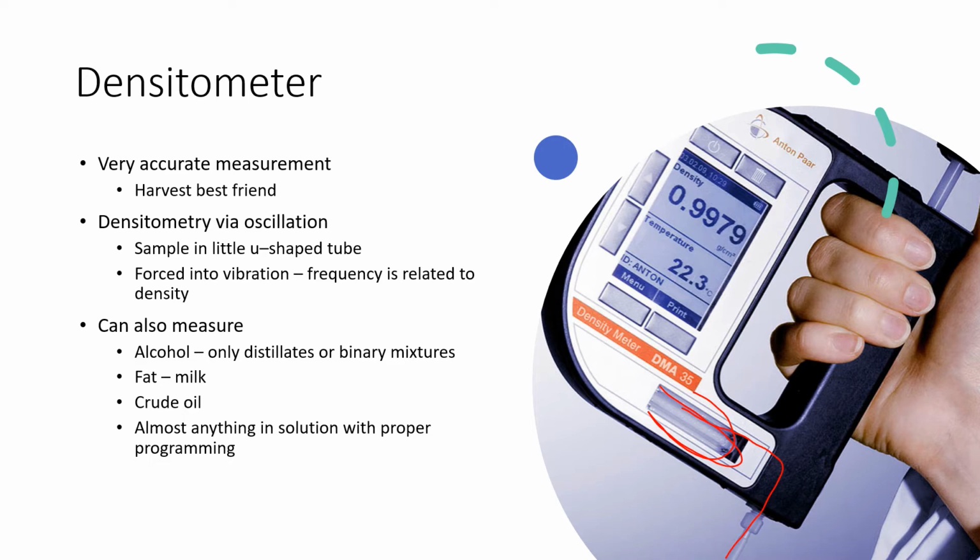So this is a multi-purpose tool. Like many things that we have in the wine industry, it wasn't originally produced for the wine industry because there's not a lot of money in producing equipment for the wine industry. There's more money in producing equipment for the oil and gas industry or the dairy industry. So these tools can measure alcohol in distillates, fat in milk. It can also measure crude oil. Basically, it can really measure the density of anything if you give it proper calibration.